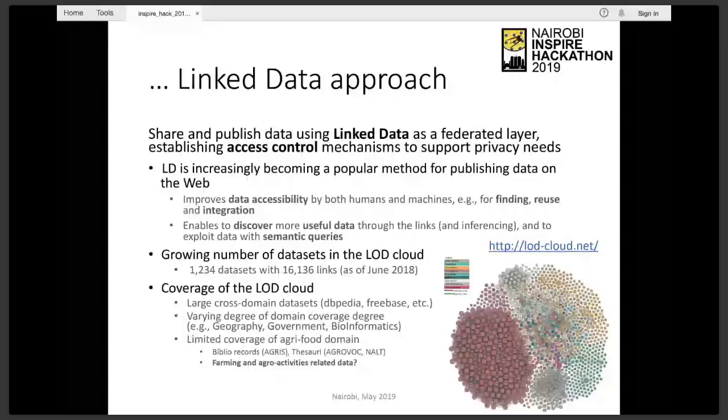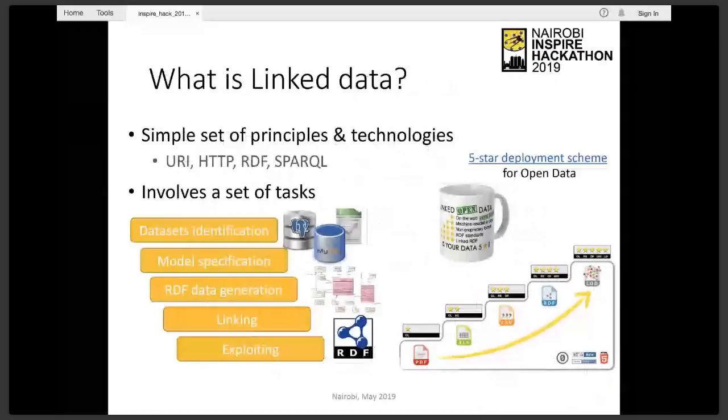So what is linked data itself? It's a simple set of principles and technologies. You need to use URIs to identify data elements and data sets. You need to use the HTTP protocol for transfer. You need to use RDF for representation of the data. You need to use SPARQL for querying the data. And it establishes some steps: first you identify the data sets, then you identify the model to represent these data sets. Then you need to generate RDF data, which is how you generate the representation of the data in a format compatible with linked data.